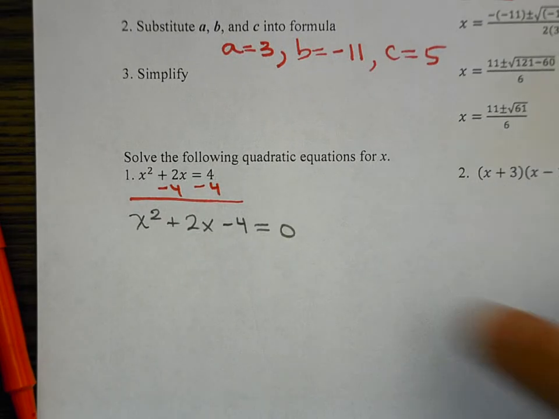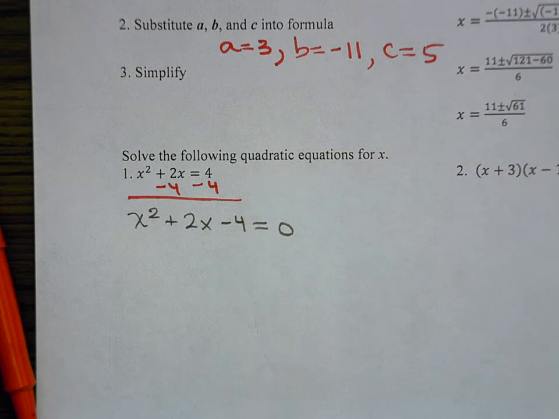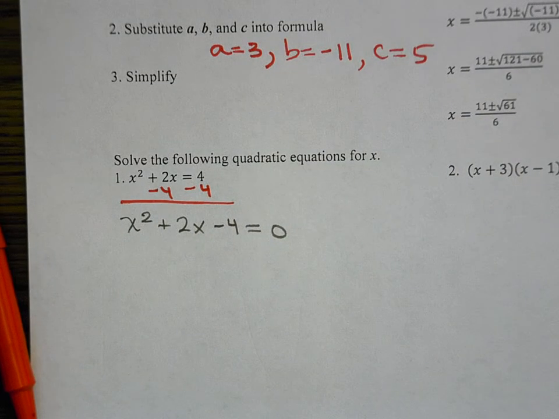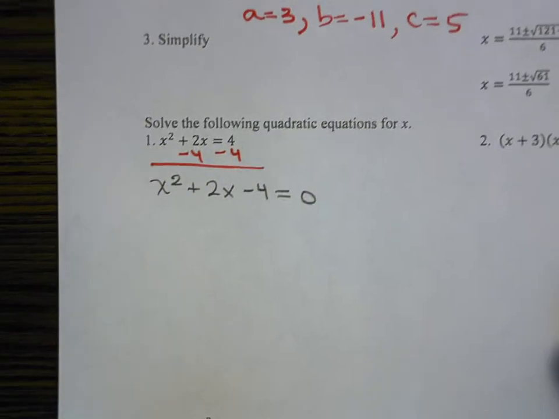So if I think of factors for 4, I get 1 and 4, 2 and 2. And so I could try to factor and group it, but I know that that's not going to work. And so in that case, I have to use the quadratic formula.